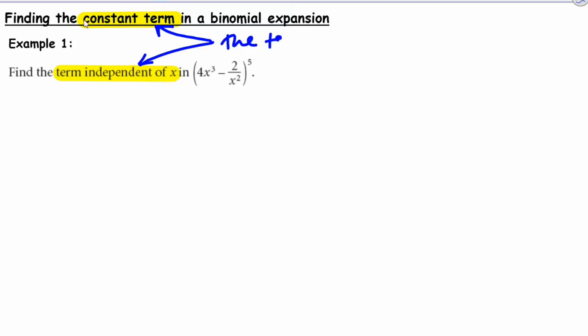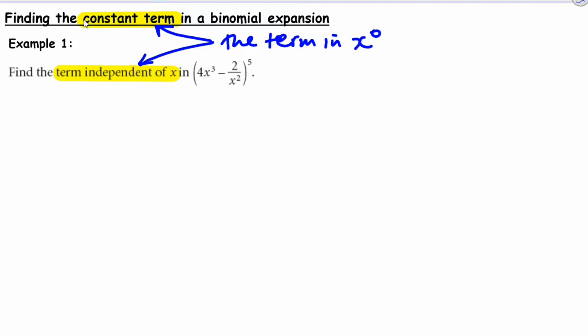So the term in x to power 0. And we know that x to power 0 is equal to 1. So basically, that means that whatever that term is, it will be a constant term. It will be independent of x. Okay? It will be just a number without a variable. So that's why they are called constant terms or terms independent of x.